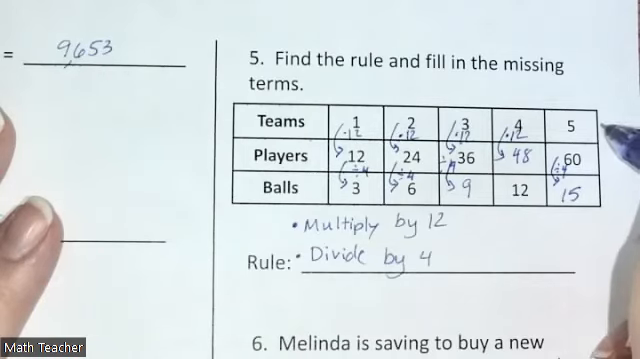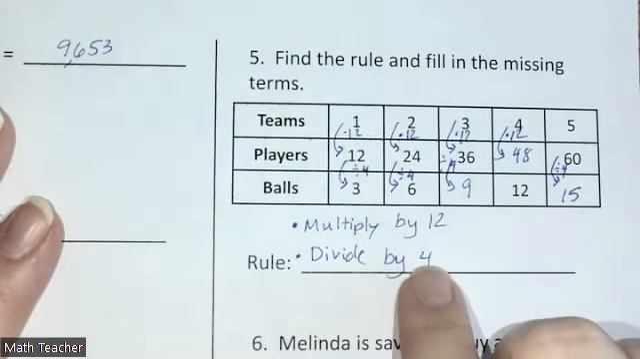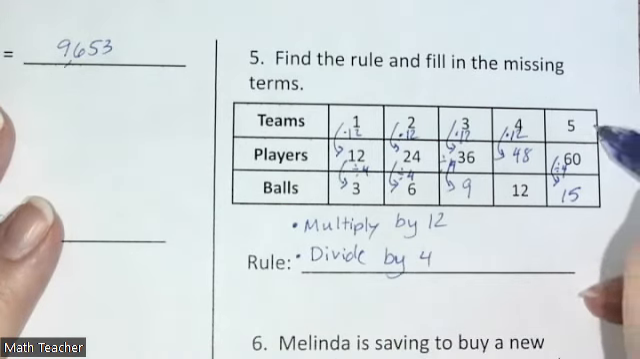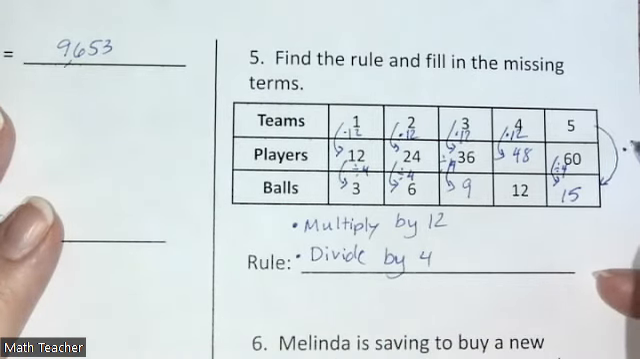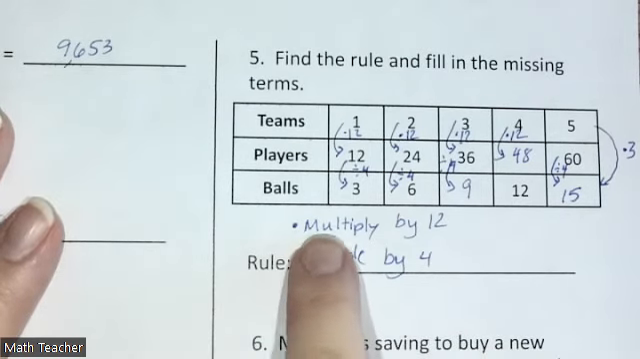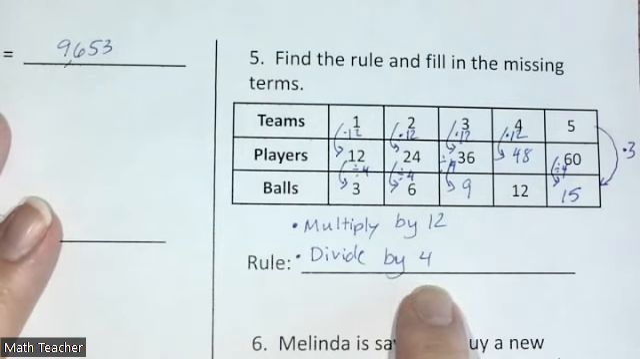Okay, alternatively, if you went right from the number of teams to the number of balls, you might have said multiply by 3 for the second rule. So if you went from here to here, that relationship would be times 3, and that's also a good answer. If you wrote times 3, because you went from the number of teams to the number of balls, that is a great answer also. So you might have had multiply by 12 and then multiply by 3. That would also be correct.